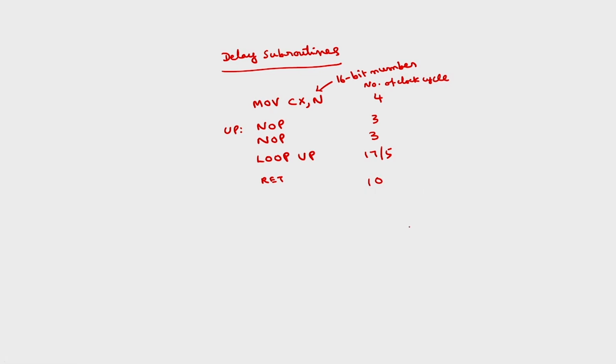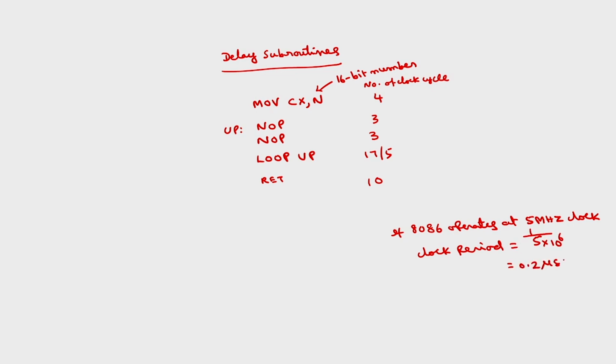So the 8086 can operate at 3 different frequencies. If I use that, 8086 operates at a 5 megahertz clock. So what is the period of each clock period? It is equal to 1 by 5 into 10 to the power of 6, which is nothing but 0.2 microseconds.